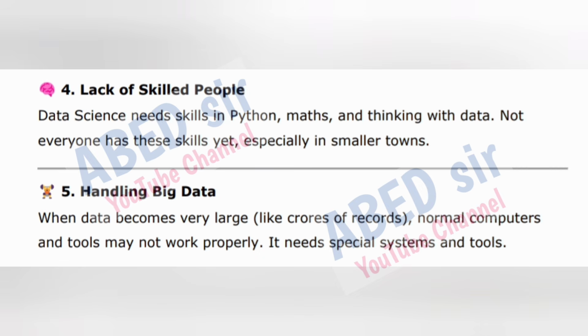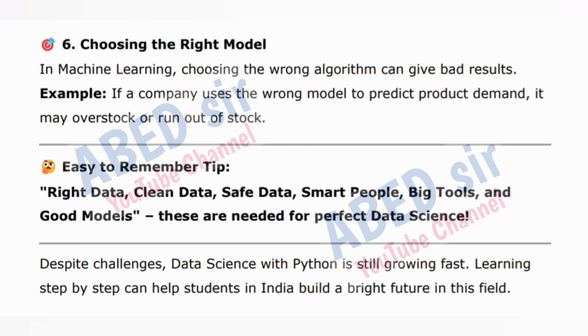5. Handling big data. When data becomes very large, like crores of records, normal computers and tools may not work properly. It needs special systems and tools. 6. Choosing the right model. In machine learning, choosing the wrong algorithm can give bad results. Example, if a company uses the wrong model to predict product demand, it may overstock or run out of stock.